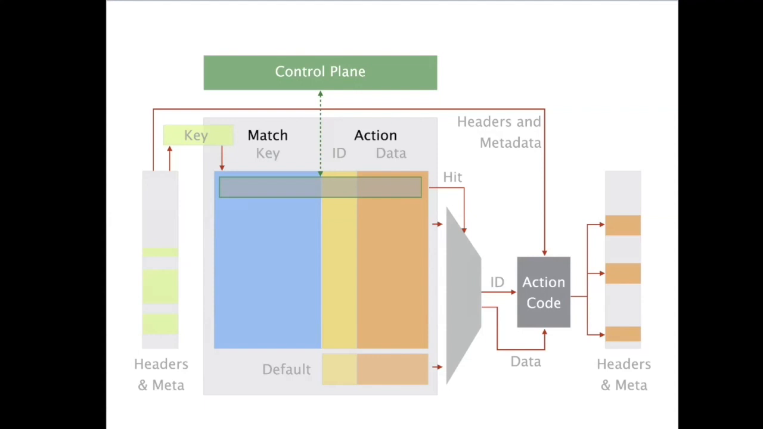You also need to define the size of the table, so how many entries you want to allow in this table, and a default action. So if there is no match, what is it that you want to do? Do you want to drop the packet? Do you want to forward the packet to the controller? Do you want to forward the packet on port 0? What is it that you want? You can define the default action should you want to. You can also just drop the packet if you don't care.